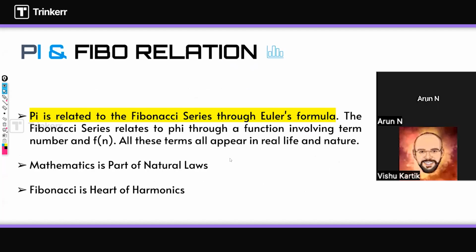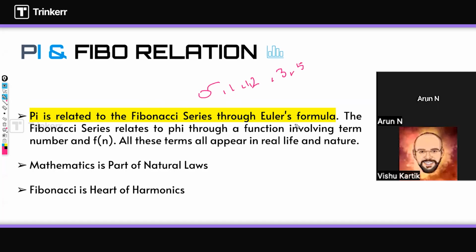Okay, and pi is related to the Fibonacci series. I believe you all know the Fibonacci series, right? 0, 1, 2, 3, 5, right? You just keep on adding the last two numbers and you'll have the Fibonacci numbers. So pi and Fibonacci numbers are related through Euler's formula.